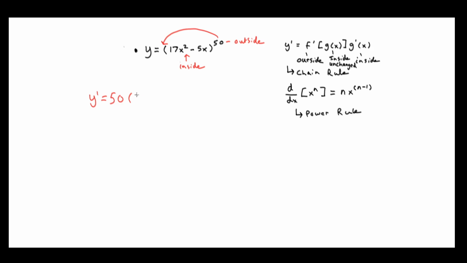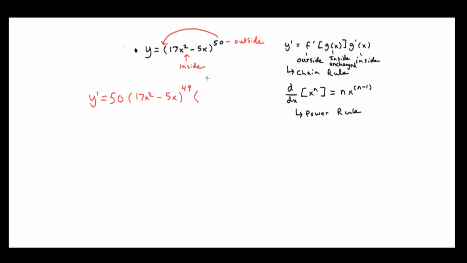Our inside function remains unchanged, 17x squared minus 5x. And then sticking with our power rule, 50 minus 1 puts that to the power of 49. So now the first half of our chain rule is done. Now we just have to multiply this by the derivative of our inside function.